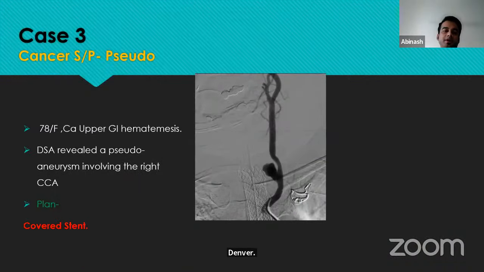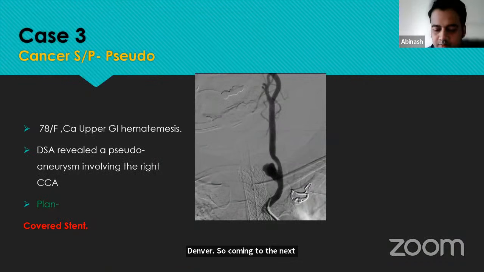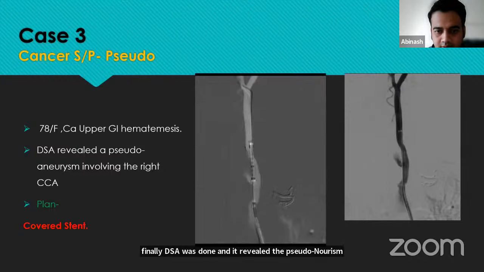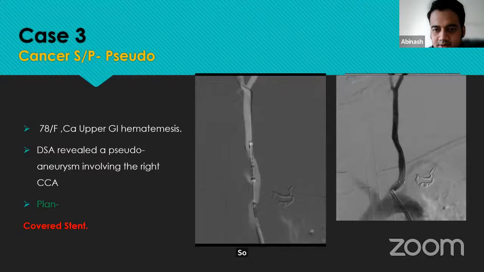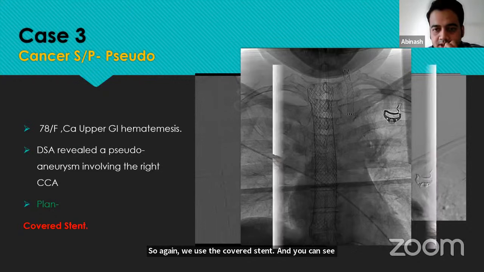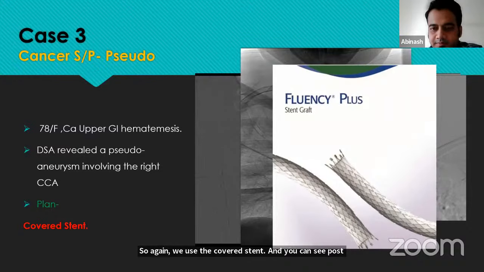So coming to the next case, case 3, this is a 78-year-old female, who is a known case of CA esophagus. She presented with hematemesis. So after a lot of evaluation, finally DSA was done, and it revealed a pseudoaneurysm involving the right CCA. Again, she was also planned for endovascular intervention. So again, we used a covered stent. And you can see post deployment, the esophageal stent and the Fluency Plus stent graft.